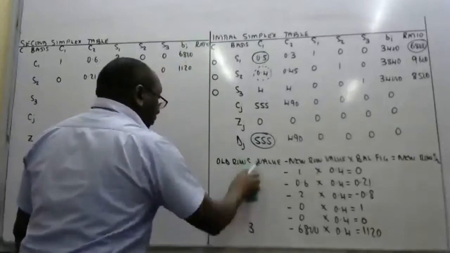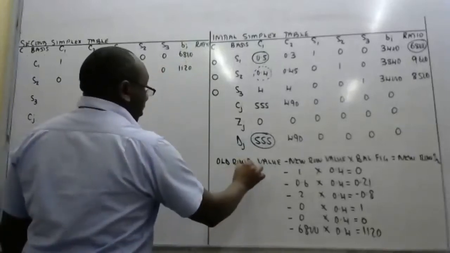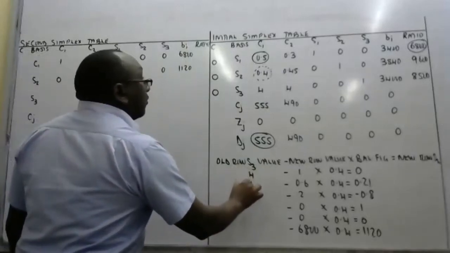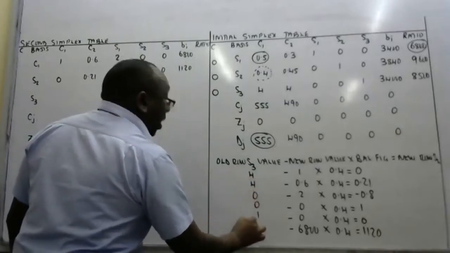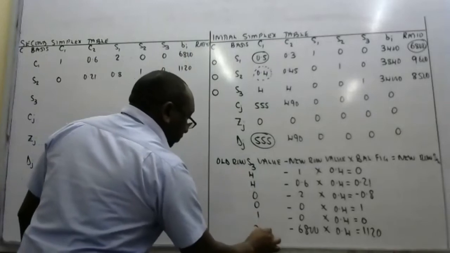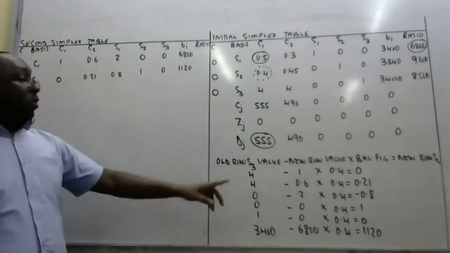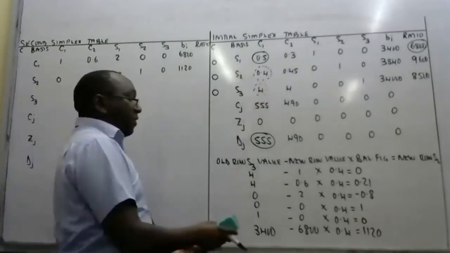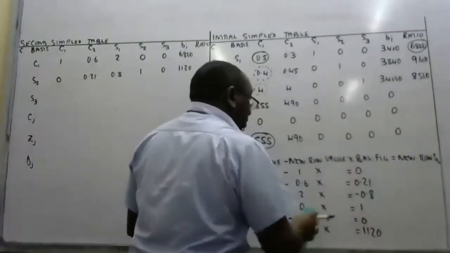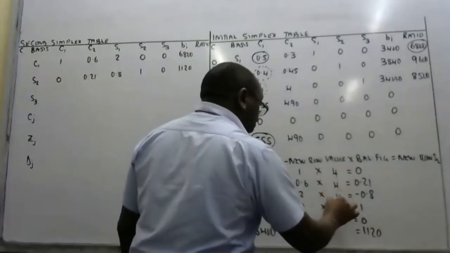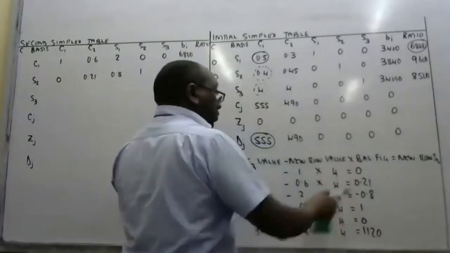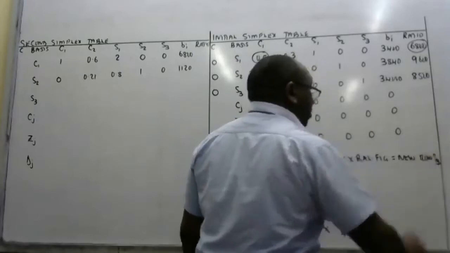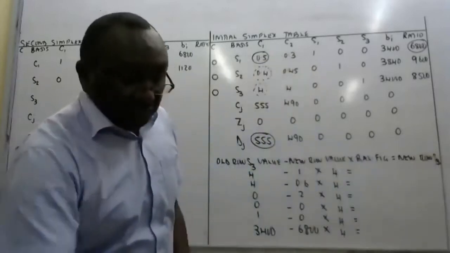Then we do the same for old row 3. Old row 3, now the values are 4, 4, 0, 0, 1, 34,000. Look here. When you come now to old row 3, the balancing figure will be 4. So I'd like you to compute the values. Obviously now we are looking for the new row S3. Get those values quickly.